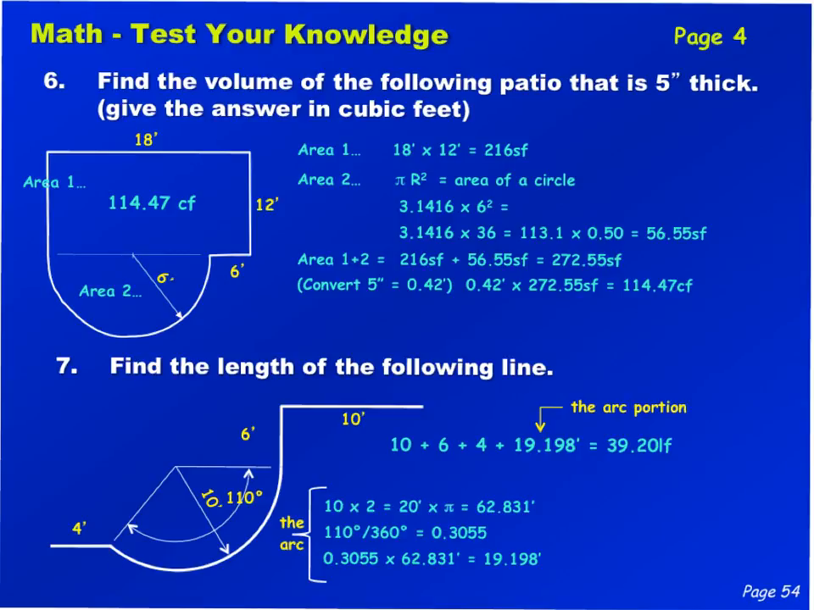The arc is really also quite simple. A whole circle is 360 degrees, so take 110 divided by 360, and you get 0.3055. Multiply the 0.3055 times the 62.831, and you get 19.198. Add it to this, round it off, and you get 39.0 lineal feet.